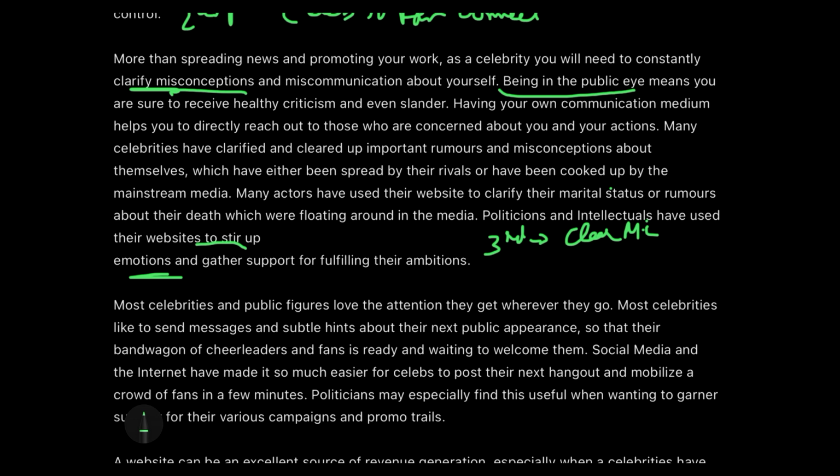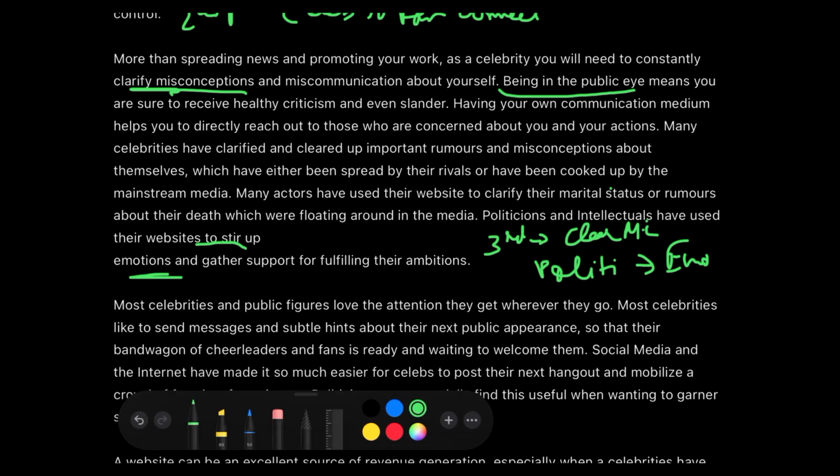Okay. Then similarly, who use this? Celebrities use it. But what is the use case of politicians? Use case of politicians. So just write politician. Just like this, you can write in short, and then you can write emotions. Okay, so you can make notes like this and get support for fulfilling their ambitions. So मैंने दो paragraph के notes तो बना लिए.